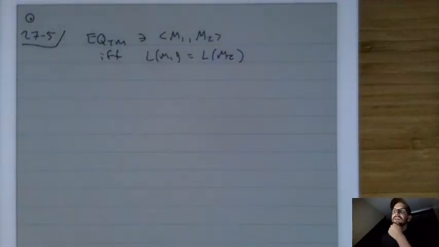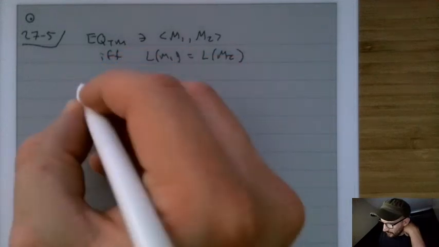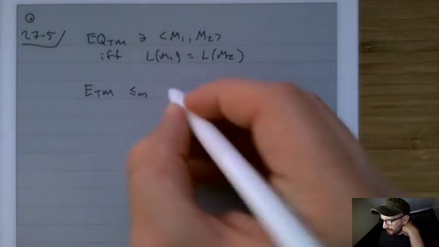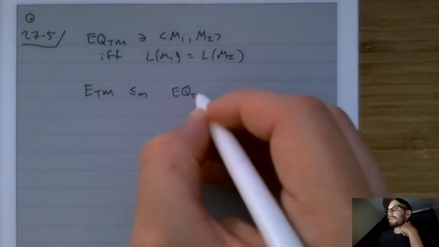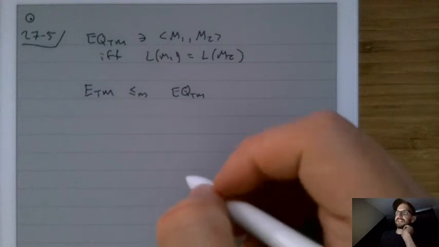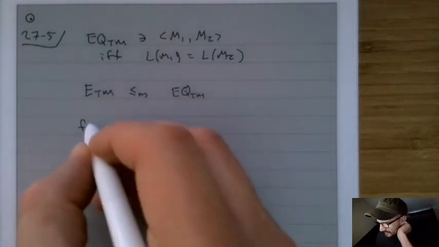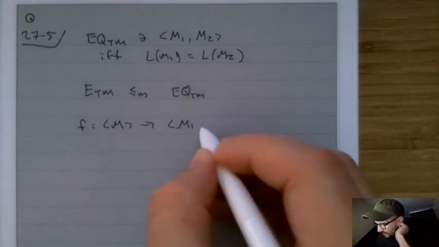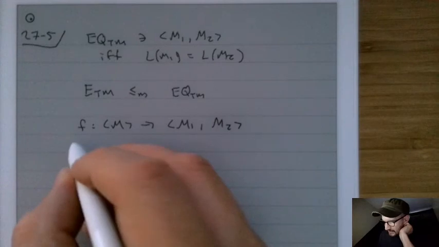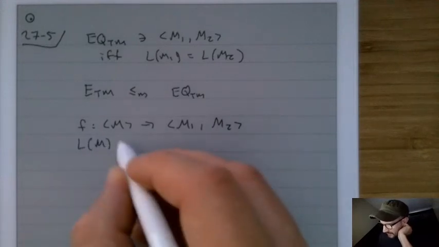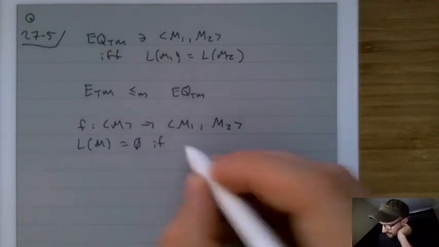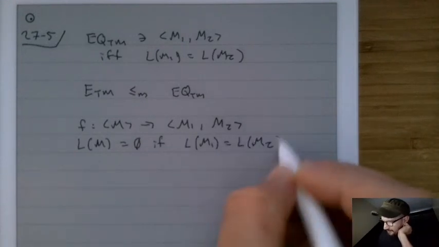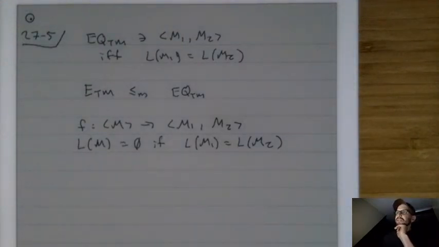Remember, we did this with DFAs. So what we're going to do is we're going to prove that E_TM is mapping reducible to EQ_TM. So what that means is that we have to write a function that takes an M and returns an M1, M2, such that the language of M is empty if and only if the language of M1 is equal to the language of M2. Okay? And here's the way that this function works.